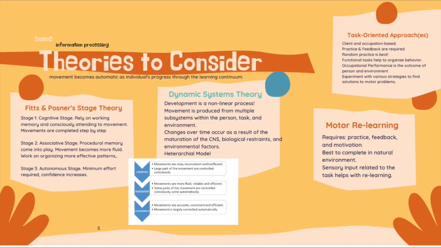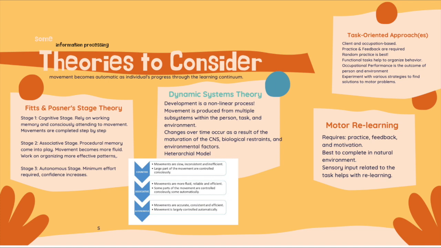Most of these newer theories are task-oriented in nature, which kind of means they're occupation-based and client-centered. So they'll focus on real objects and real situations and occupations or interests of a person's life rather than just tedious tasks. These approaches state that random practice is best and functional tasks help to organize behavior. Occupational performance is the outcome of person and environment factors, and they also believe that experimenting with various strategies to find solutions to motor problems is best.